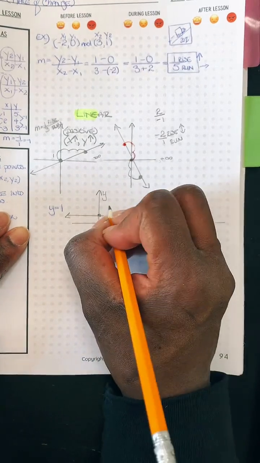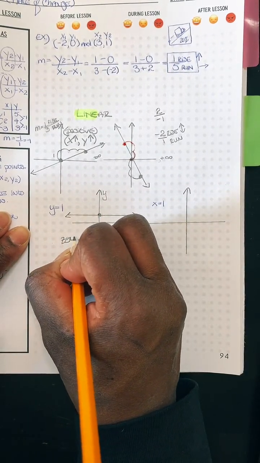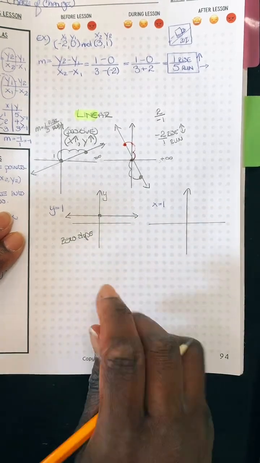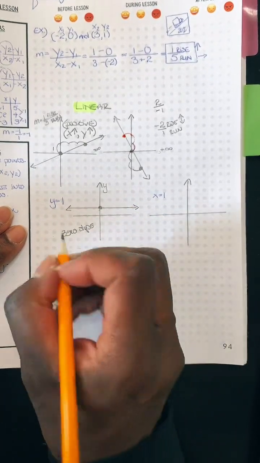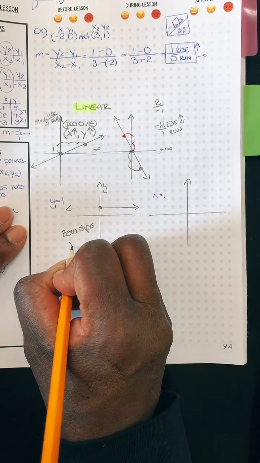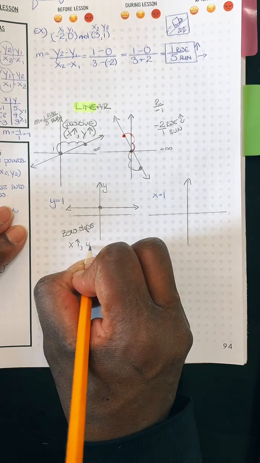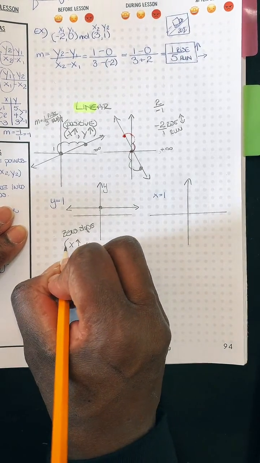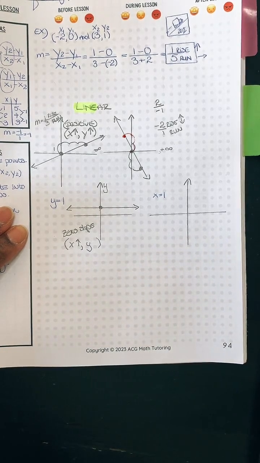This is what's called a zero slope. Zero slope or horizontal slope. So that means as your x's are increasing, your y is exactly the same. As your x's are increasing, your y's just stay exactly the same.